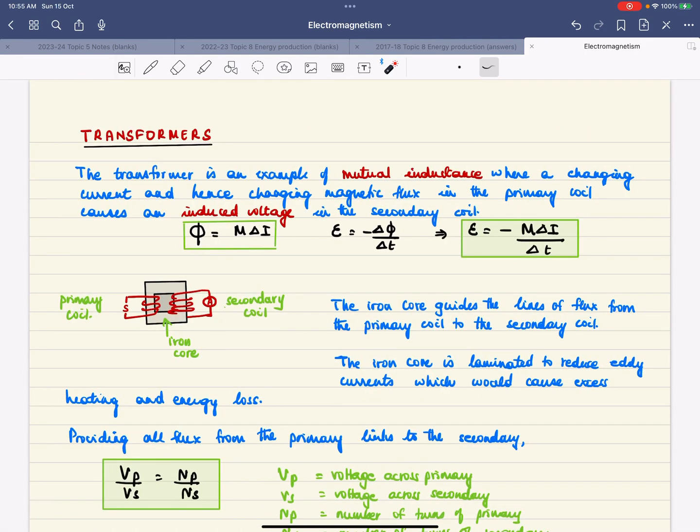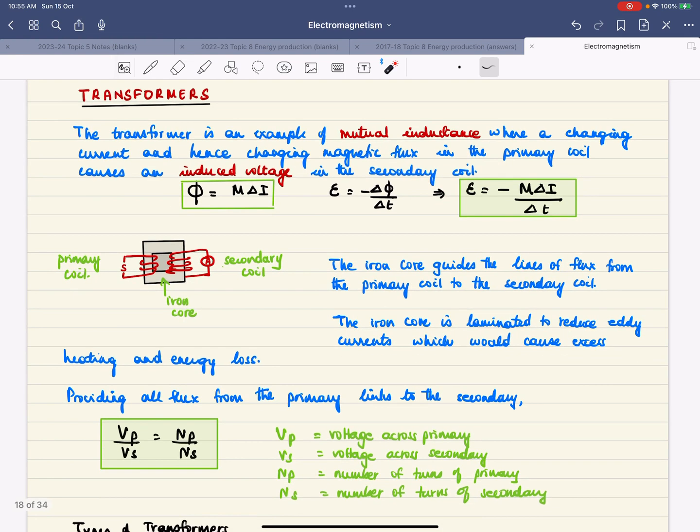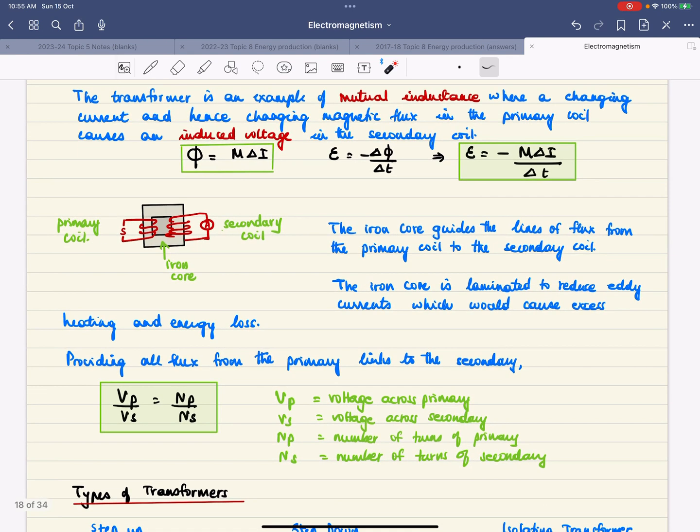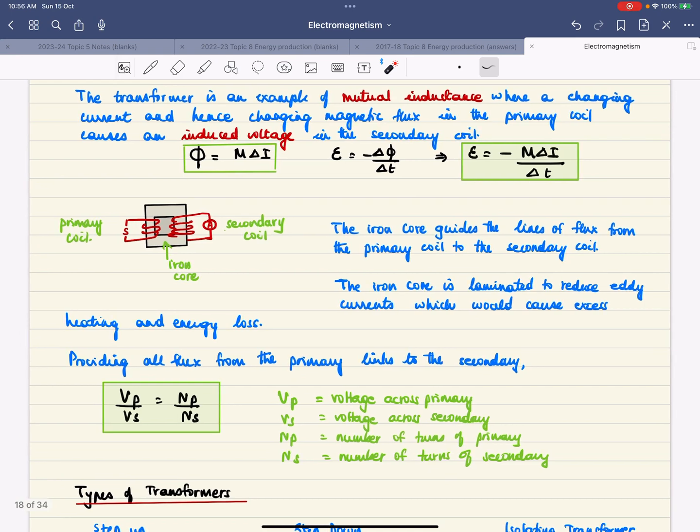Transformers. Now, transformers are an example of mutual inductance where a changing current and hence changing magnetic flux in the primary coil causes an induced voltage in the secondary coil. And what we just saw, this is the size of the induced voltage in the secondary coil. So what do transformers look like?